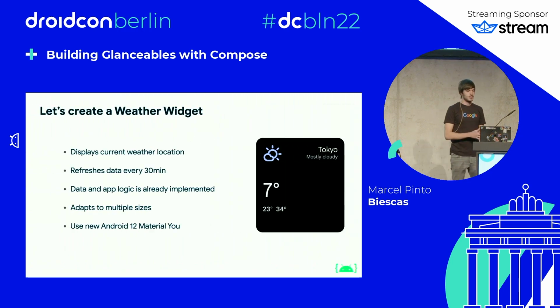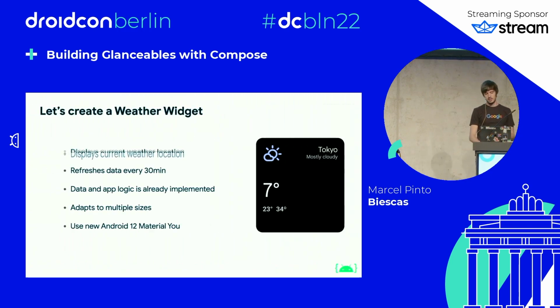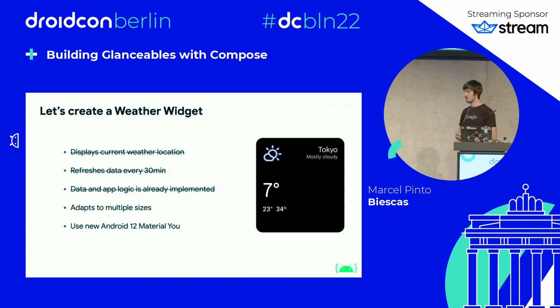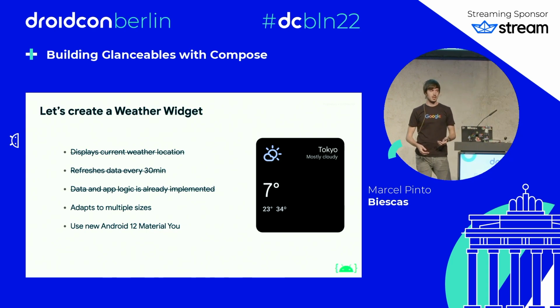All right, so we have our widget that displays the current weather location. We have our mechanism to update its state, its information every 30 minutes. Now we want to ensure that the widget adapts to the multiple sizes that can be placed on the user home screen.